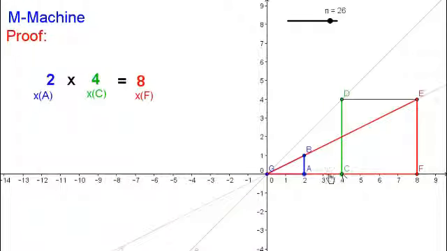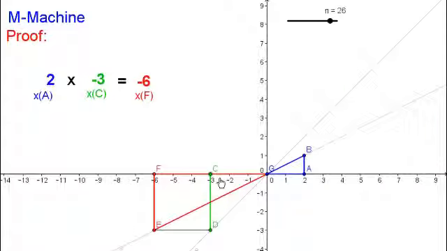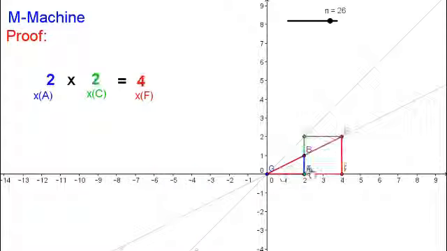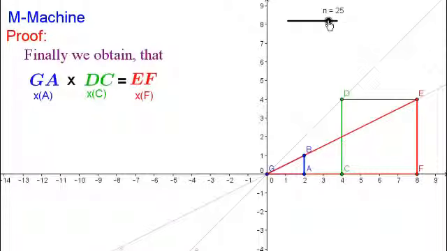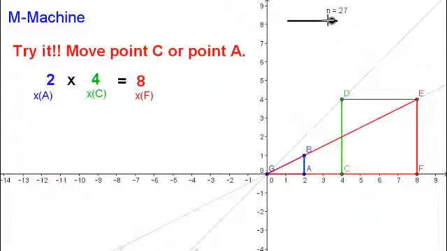If I move point C, 2 times negative 3 is equal to negative 6. And again, all of this is made possible because we have similar triangles with proportional sides. And that is what makes this M-machine work.